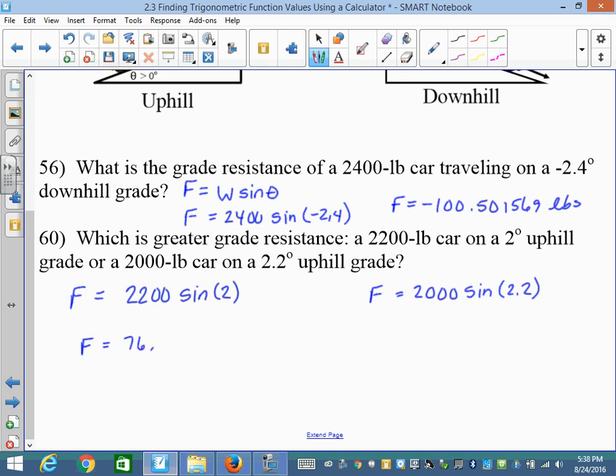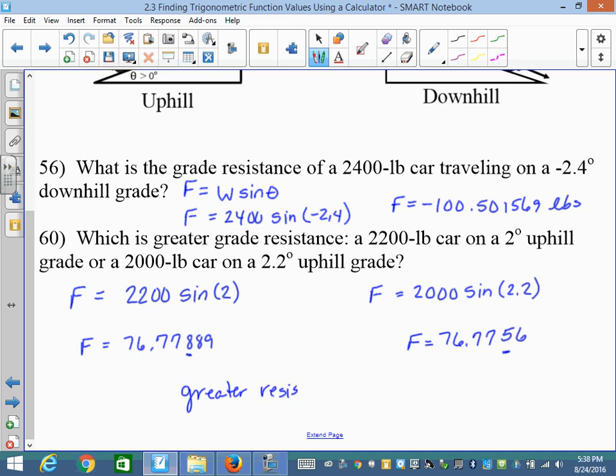In the calculator, this one gives me 76.77. And this one gives me F equals 76.77. Now I've only done it to 2 decimal places, but they're exactly the same. So we've got to look at something beyond that. So after 77, this one is 889. And this one is 5.6. I think we can see that 5 is a little bit smaller than 8, so this one has the greater resistance.